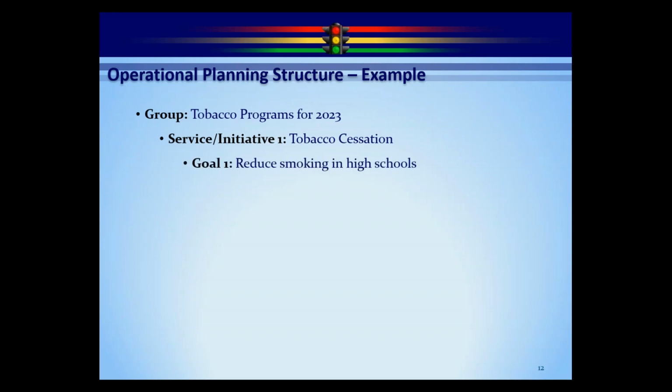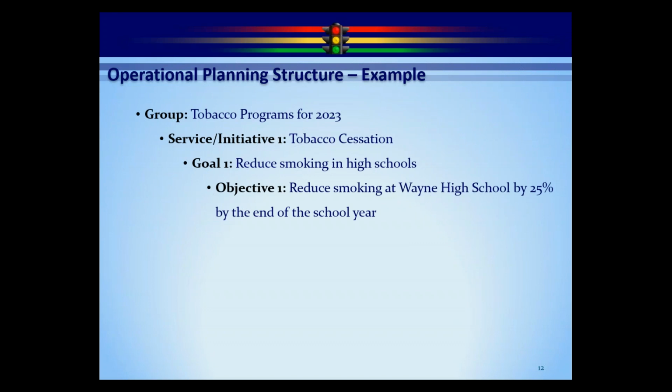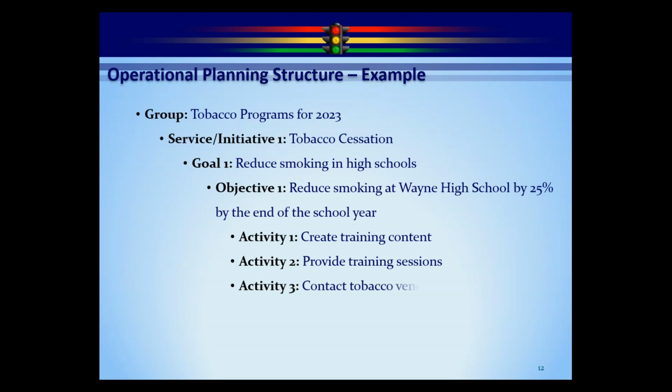The goal under that initiative is to reduce smoking in high schools. We have an objective to reduce smoking at Wayne High School by 25% by the end of the school year. And then the steps we're going to go through that we believe will get us there: create the training content, provide the 9 training sessions each month, and contact all 20 tobacco vendors. So that would be the first piece of the plan.